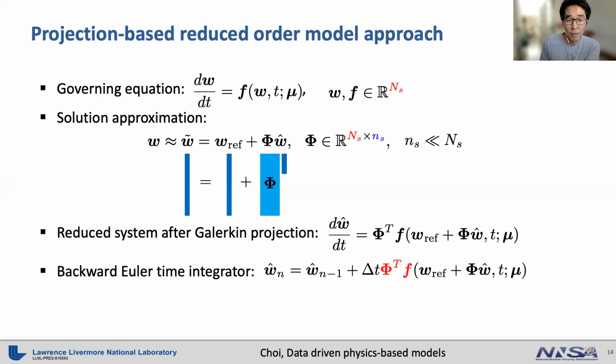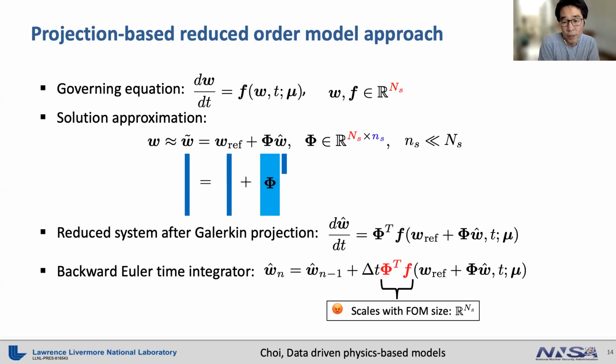Then you can apply your favorite time integrator. Here I have applied backward Euler time integration just for demonstration purposes. This gives us the fully discretized reduced system of equations you have to solve in every time step, right? Now you see there is a nonlinear function f here. Every time the argument of the nonlinear function changes throughout the Newton-type iterations, you have to update the nonlinear function and multiply it by phi transpose. Unfortunately, that scales with the full order model size.